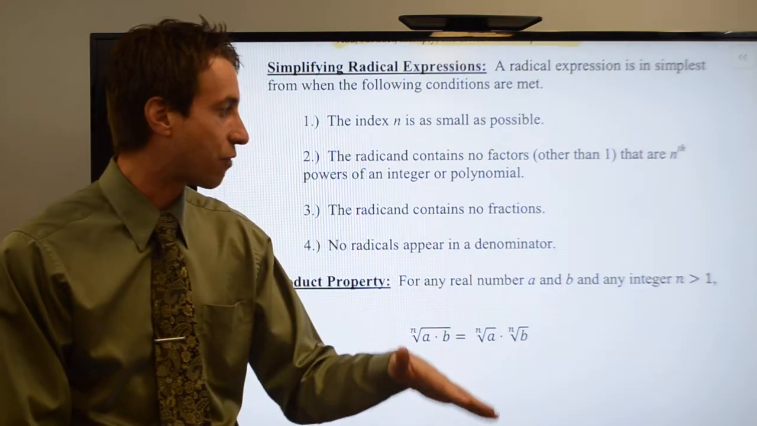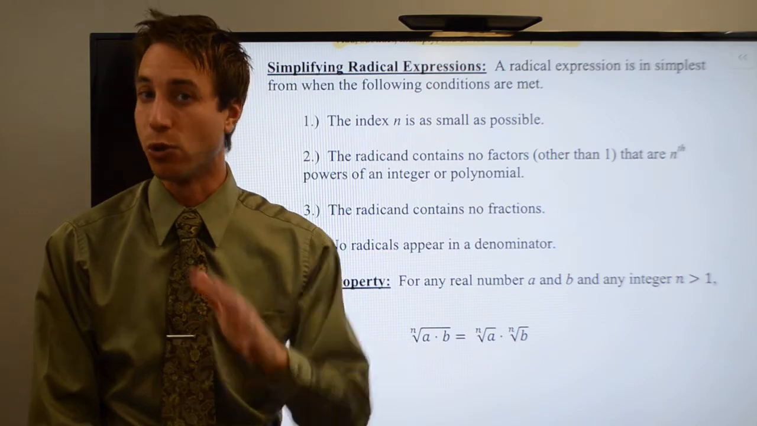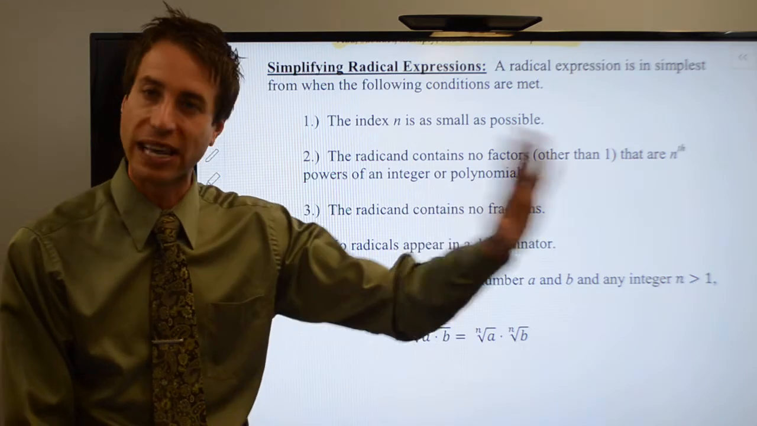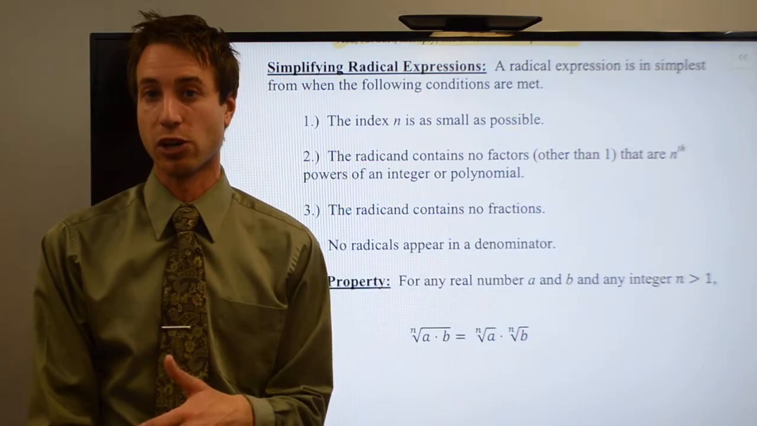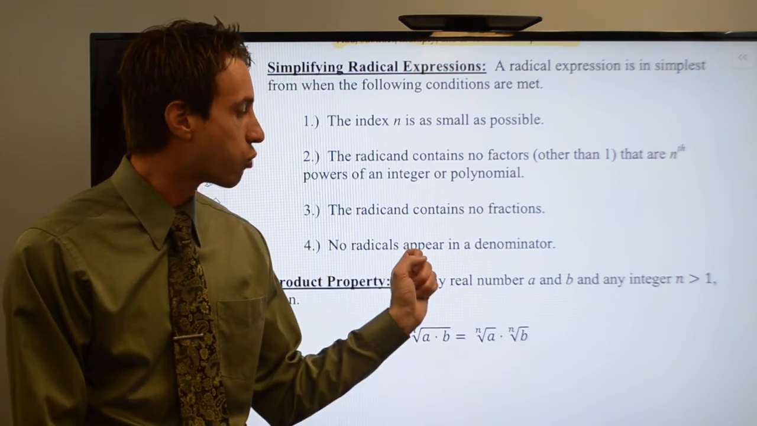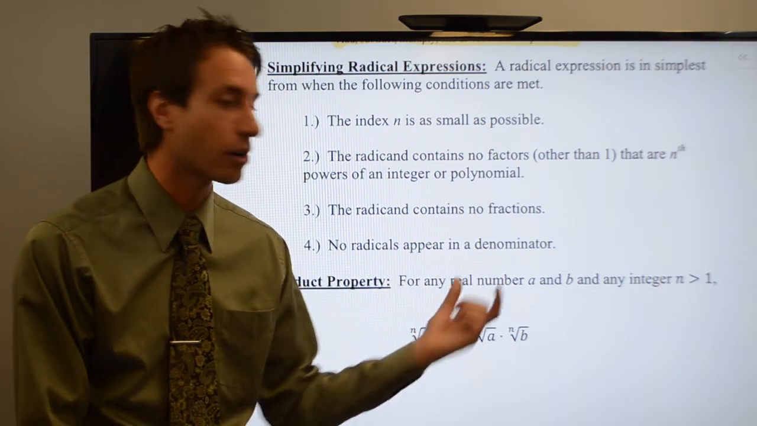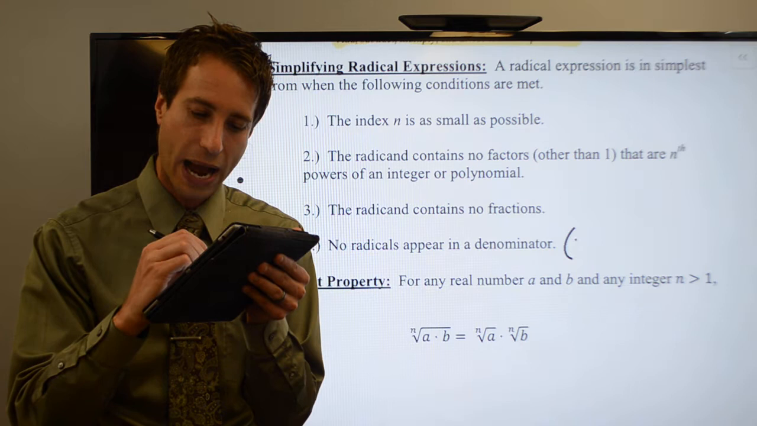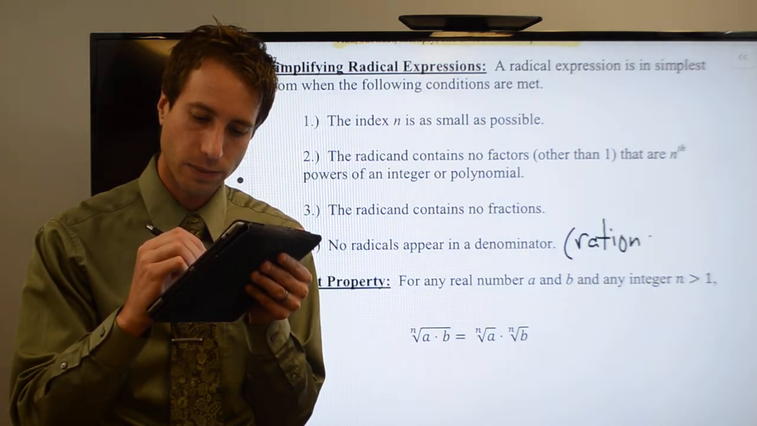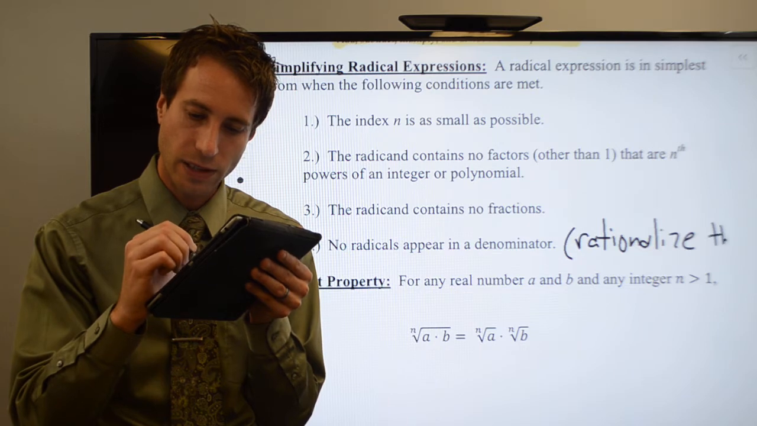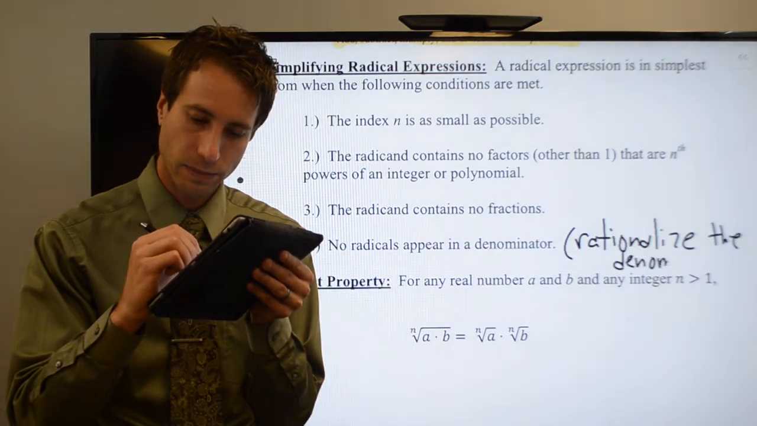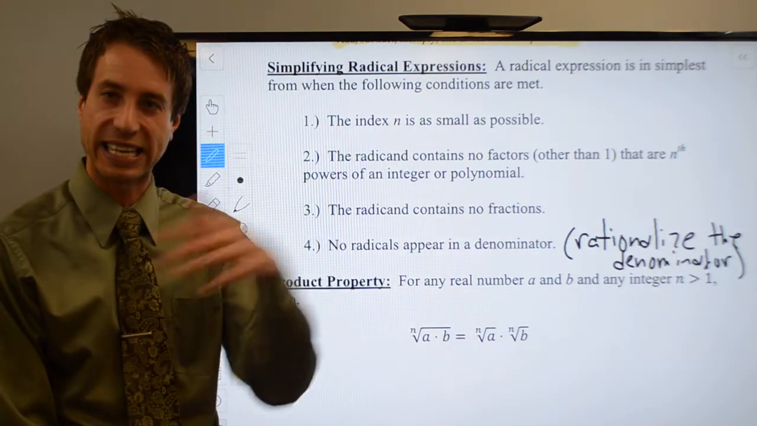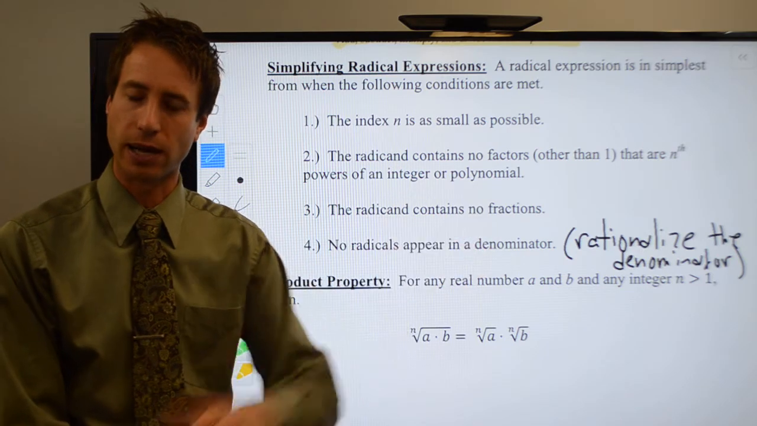The radicand contains no fractions. We'll look at a couple of those in both this set of notes and later sections. Really the big one we're going to look at today is this one right here: no radicals appear in the denominator. Essentially, that's a fancy way of saying that we're going to rationalize the denominator. We'll get to that in just a page or two and a couple of example problems in the notes.